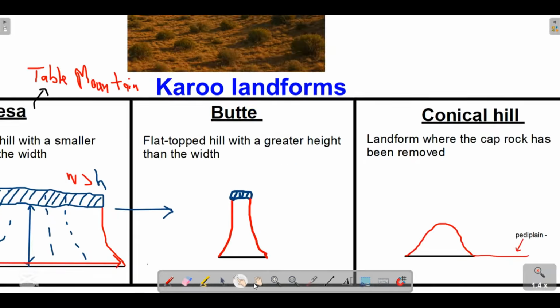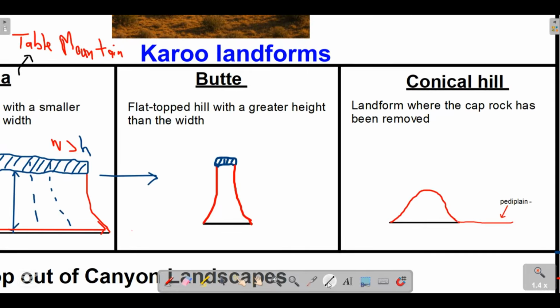So a butte is a flat topped hill as well, but it has a height that is greater than the width. So take a look at the height here. That's what you look at, guys. Even if they give you, for example, a photograph, look at the height and compare it with the width. Which one is bigger than the other? That's how you are able to identify a butte and a mesa.